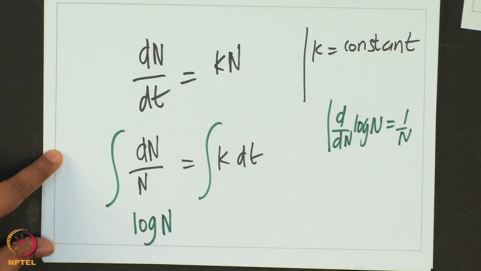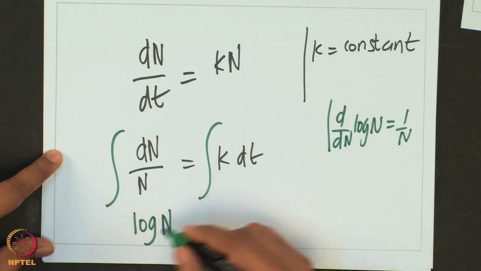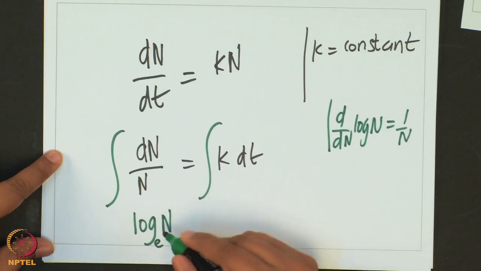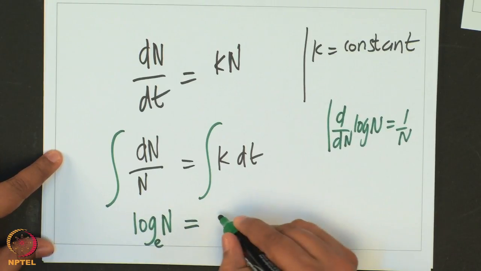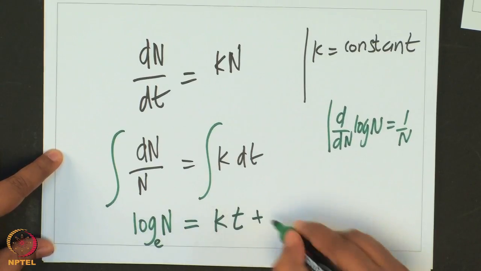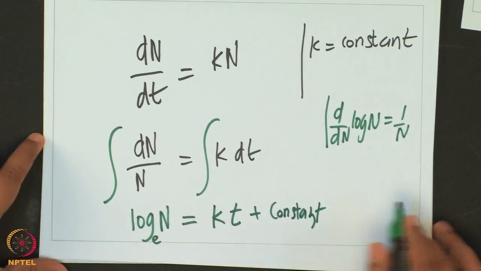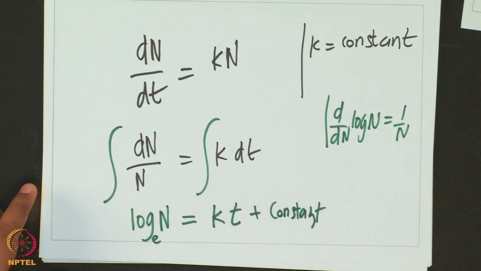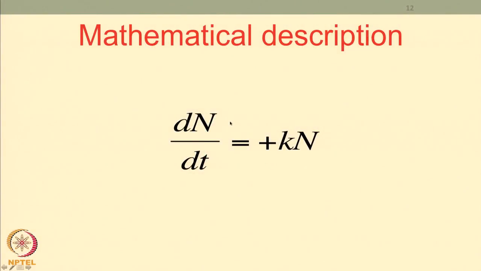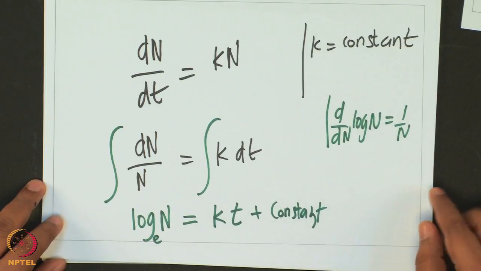This would be log to the base e. It is log to the base e, right? So log N, log to the base e, is equal to k, which is a constant, times the integral of dt, which is t, plus another constant. This is the answer that we would get if we integrate it. So let us understand this. What we would get is log N equals kt plus a constant.